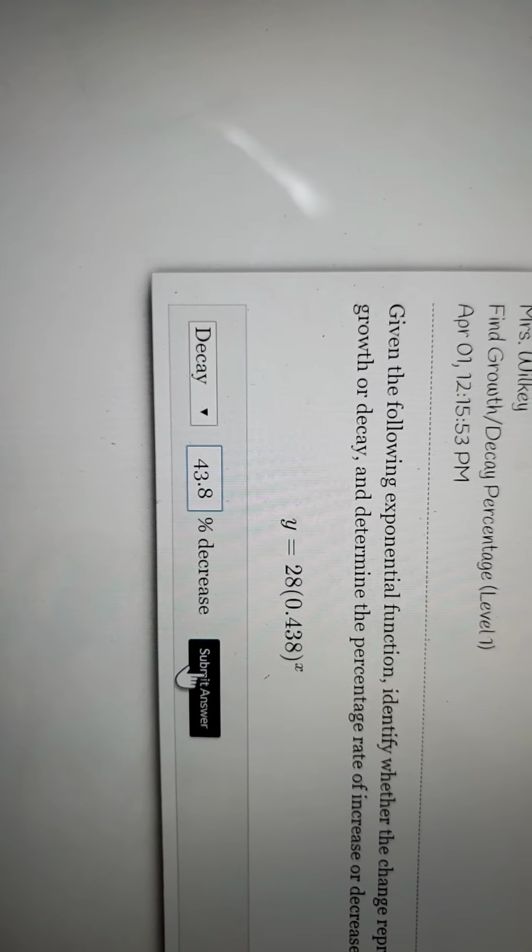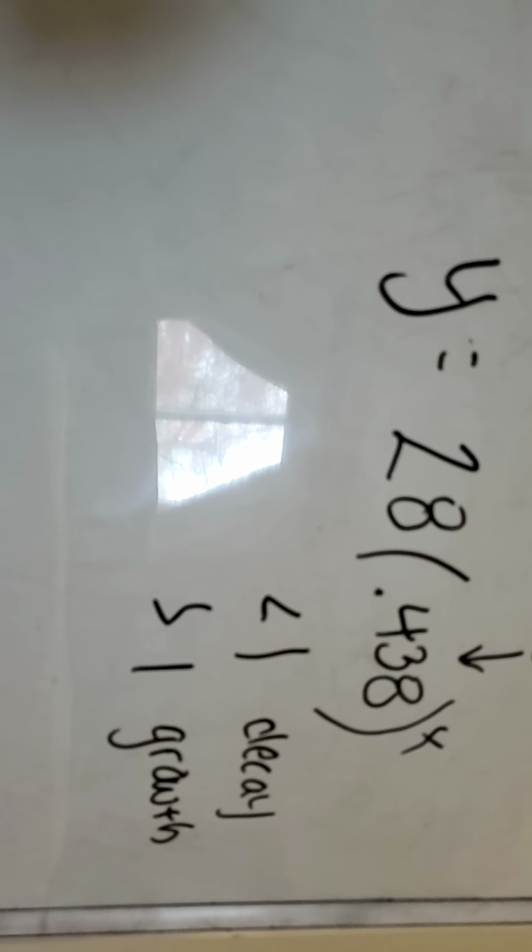So we go back over here, and we go to decay, and we do 43.8%. Oh, what did it want me to do? Oh, I'm sorry. I said it out loud and then I didn't really do it.